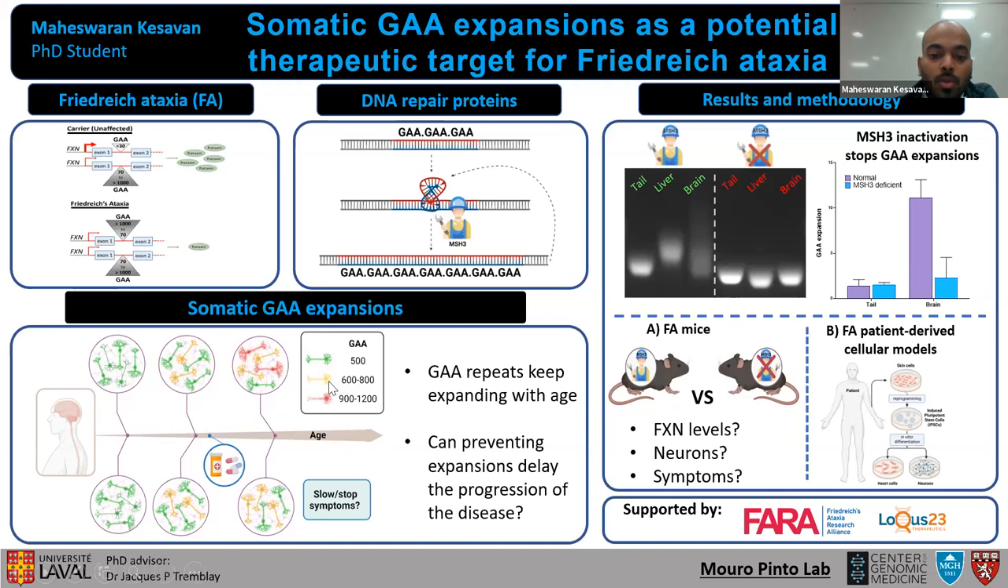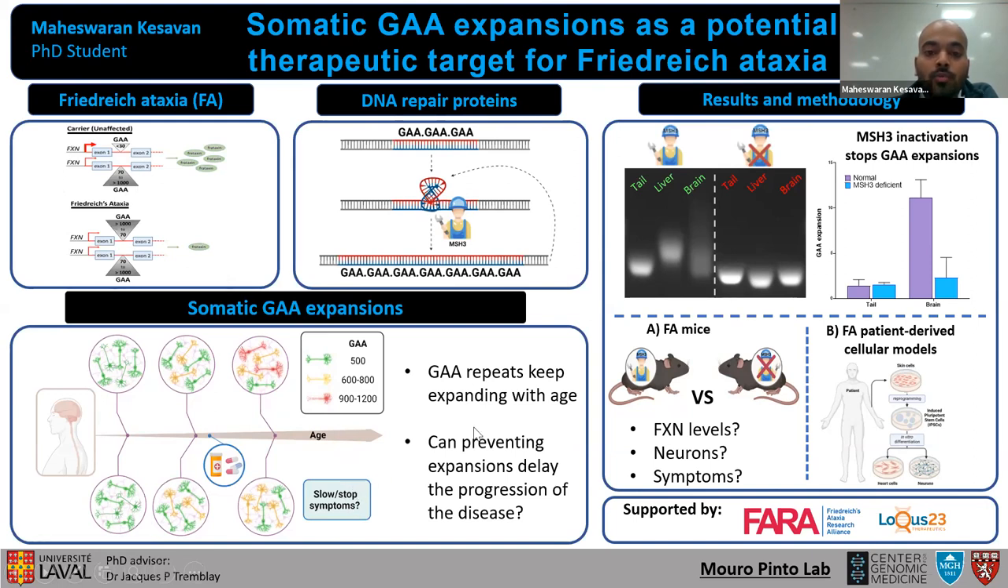If that's true, we hypothesize that preventing these expansions could delay the progression of the disease and delay the age of onset. Here we show that the neurons that get sick over time are stopped by a drug that stops somatic expansions and stabilizes the repeats. Can this stabilizing slow or stop the symptoms? Our next question was, how to stop these expansions?